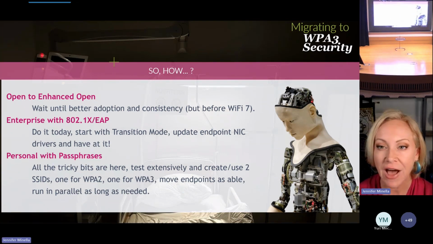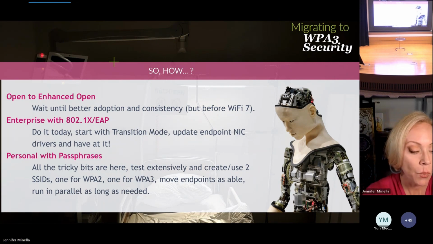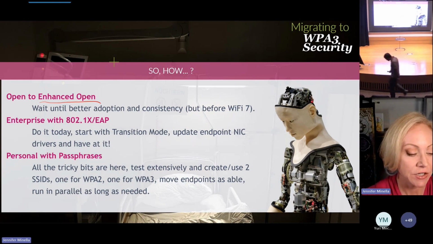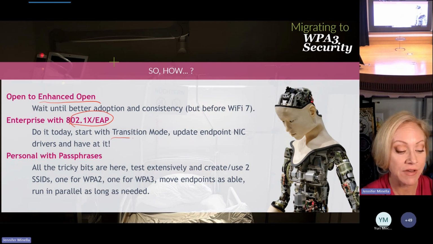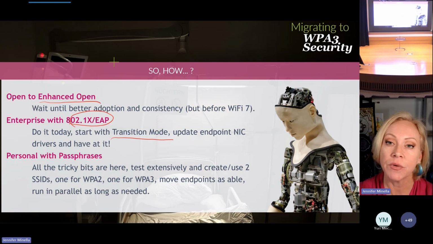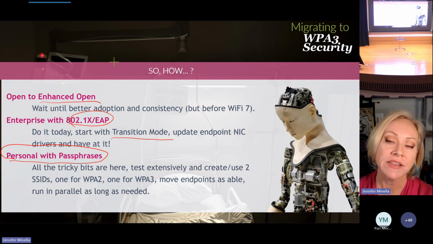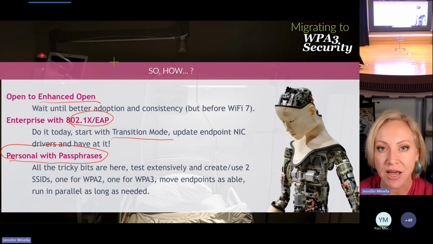So wrapping up with the how then, I've already covered this, but this is a slide with everything together. Wait for Open Enhanced until we have a little bit better adoption with the endpoints, a little bit better consistency. With 802.1x and EAP, you can do that today. I'm totally cool. I think you'll have good luck with transition mode, and I would run that as long as you need to, then get everything on WPA3. And then the personal networks with passphrases is where you're going to have challenges, with that last caveat and reminder that it's the endpoints that are the problem, not the passphrase network. So it tends to be the IoT type headless devices.